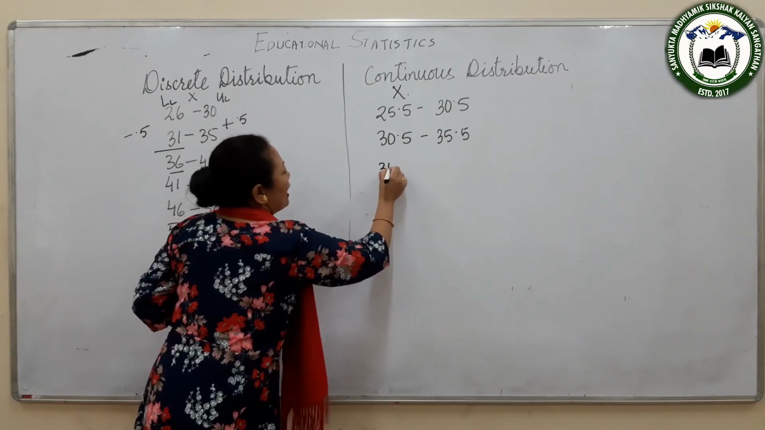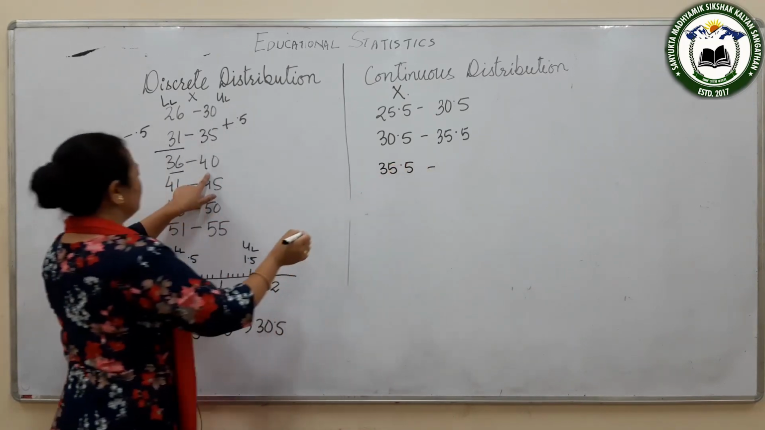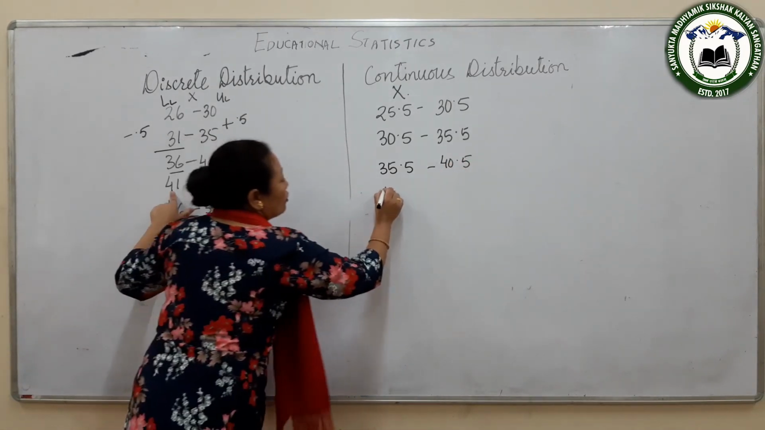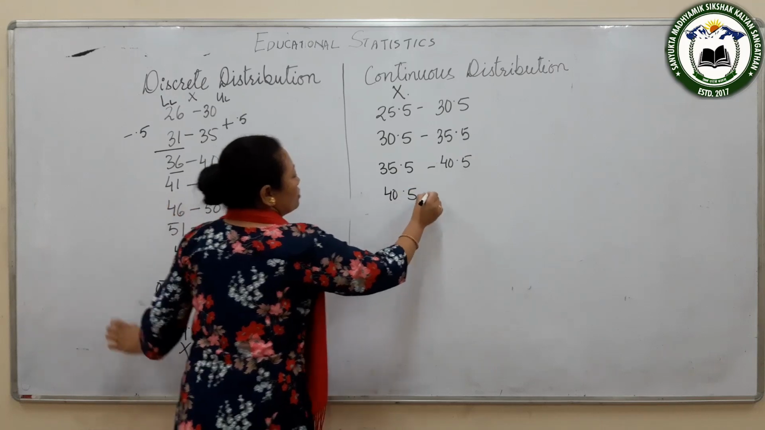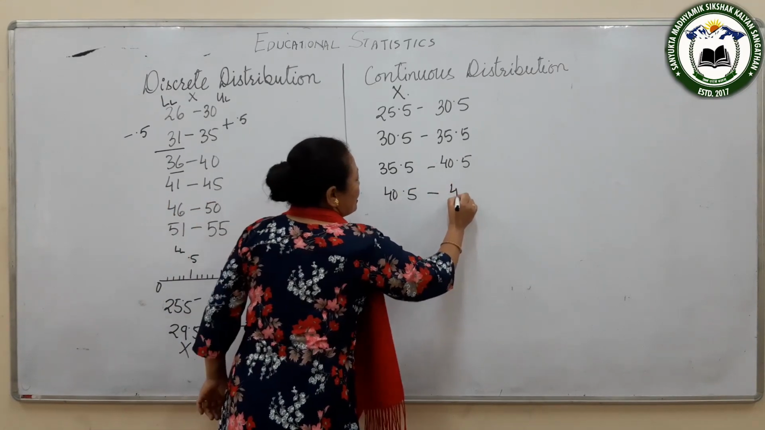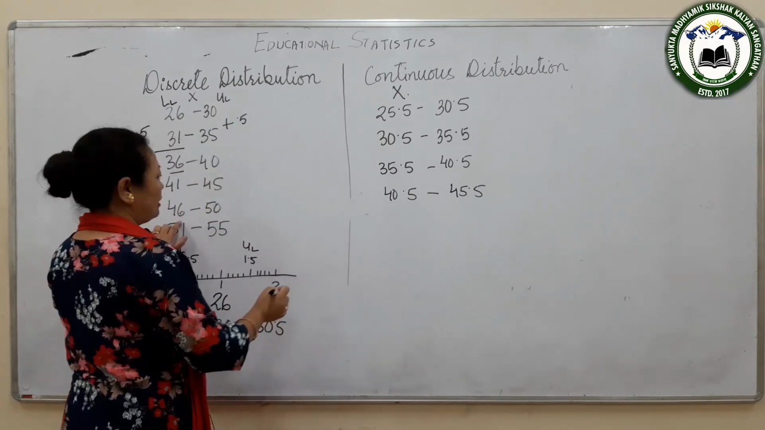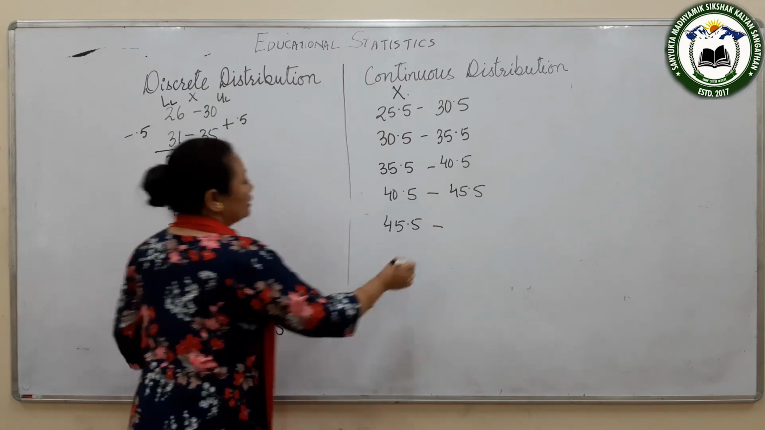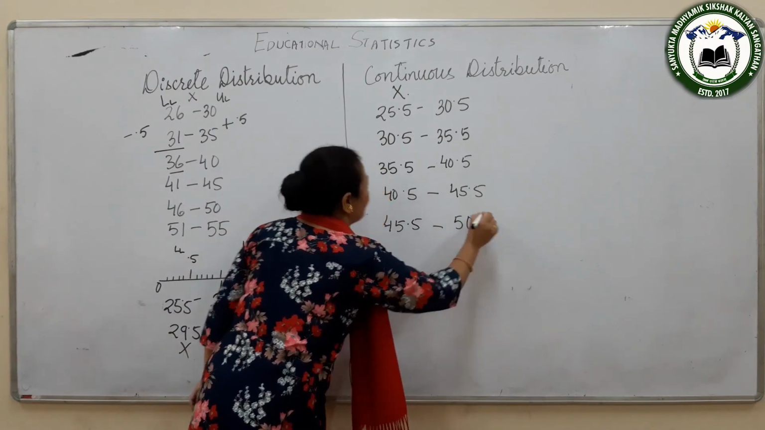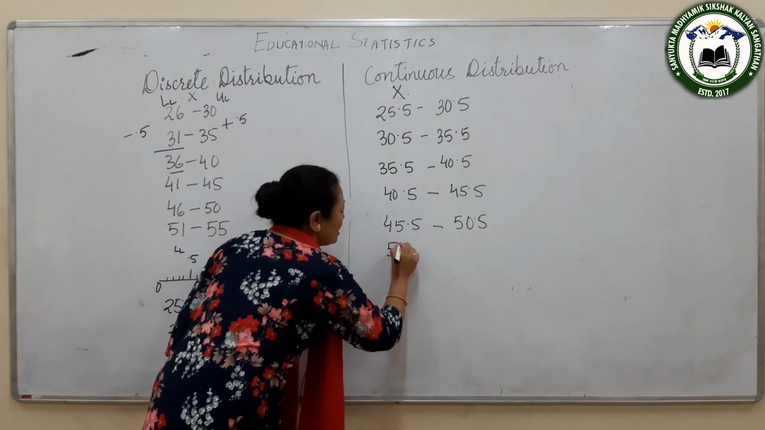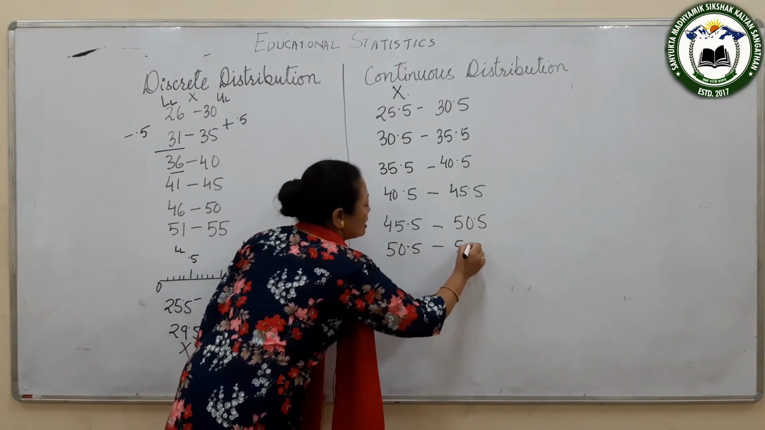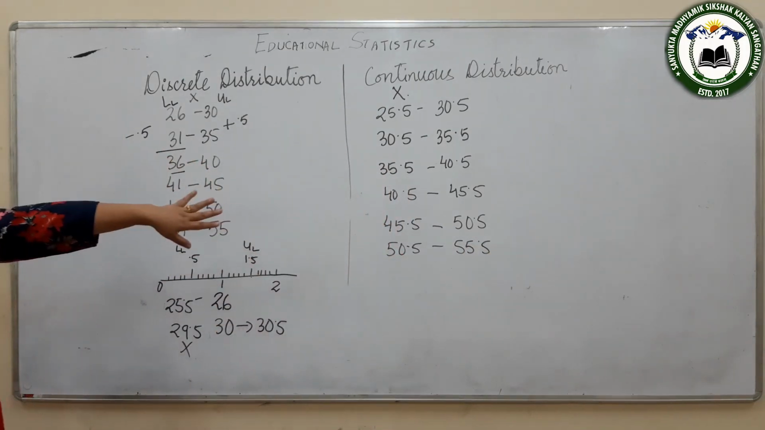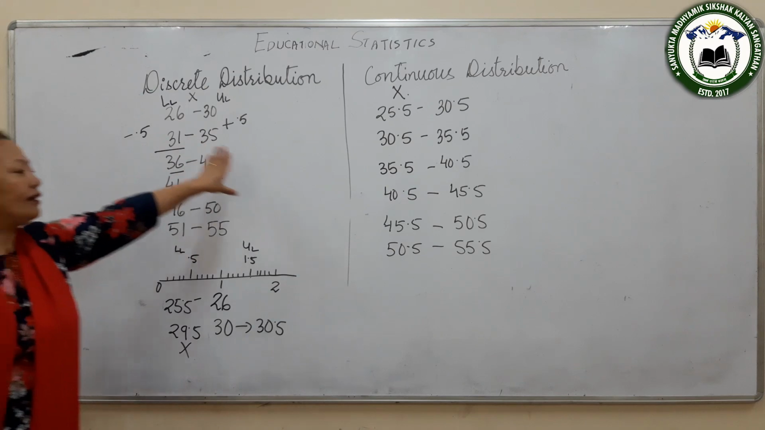So 35.5 to 40.5, 40.5 to 45.5, likewise 45.5 to 50.5, and 50.5 to 55.5.